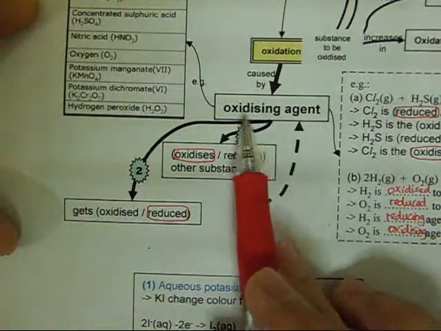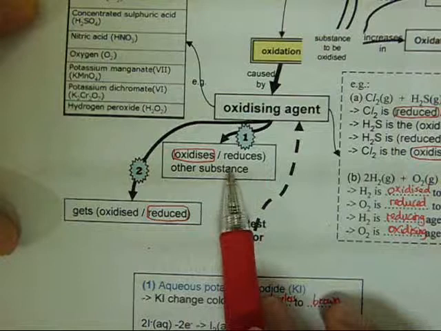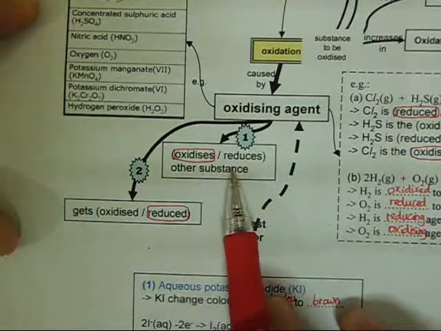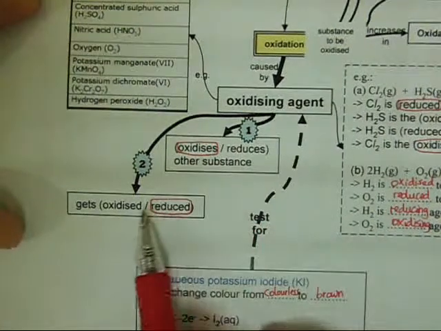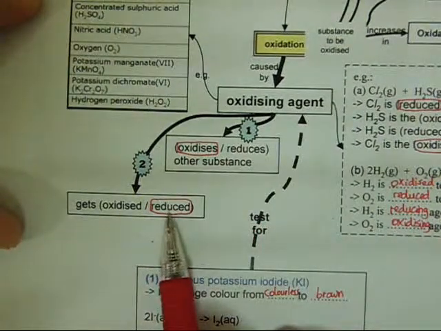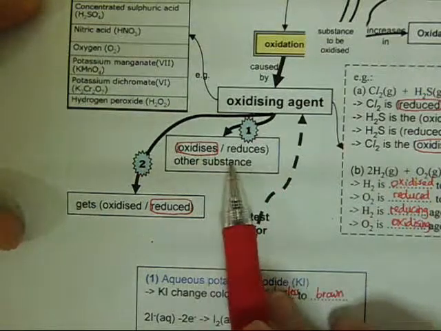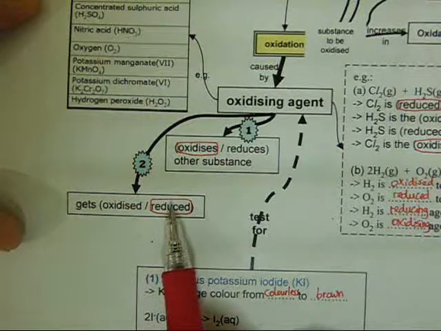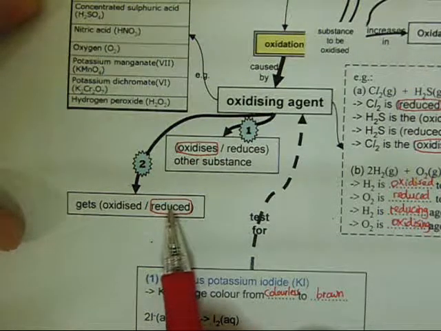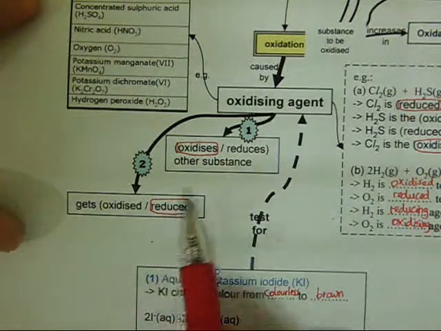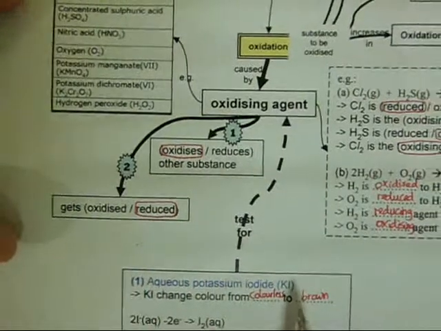So rich people make other people rich. Oxidizes other substance means make other people rich by donating money. And the rich people themselves get poorer. So whenever the rich people make other people rich by donating money, then the rich people themselves would get poorer. So this is how I remember the 2 things about oxidizing agent.